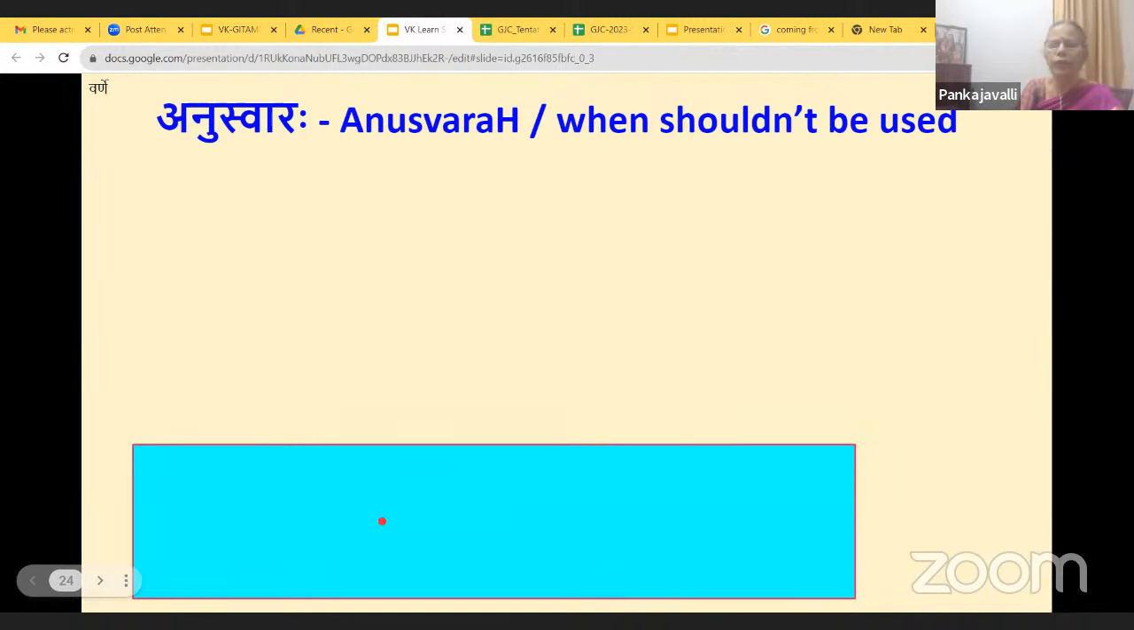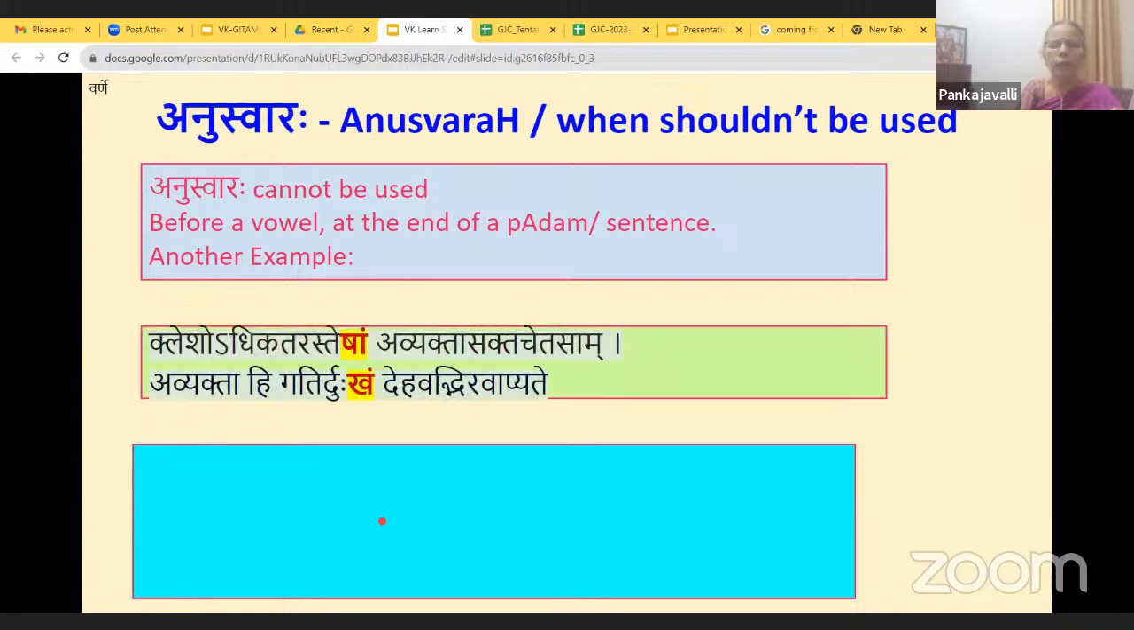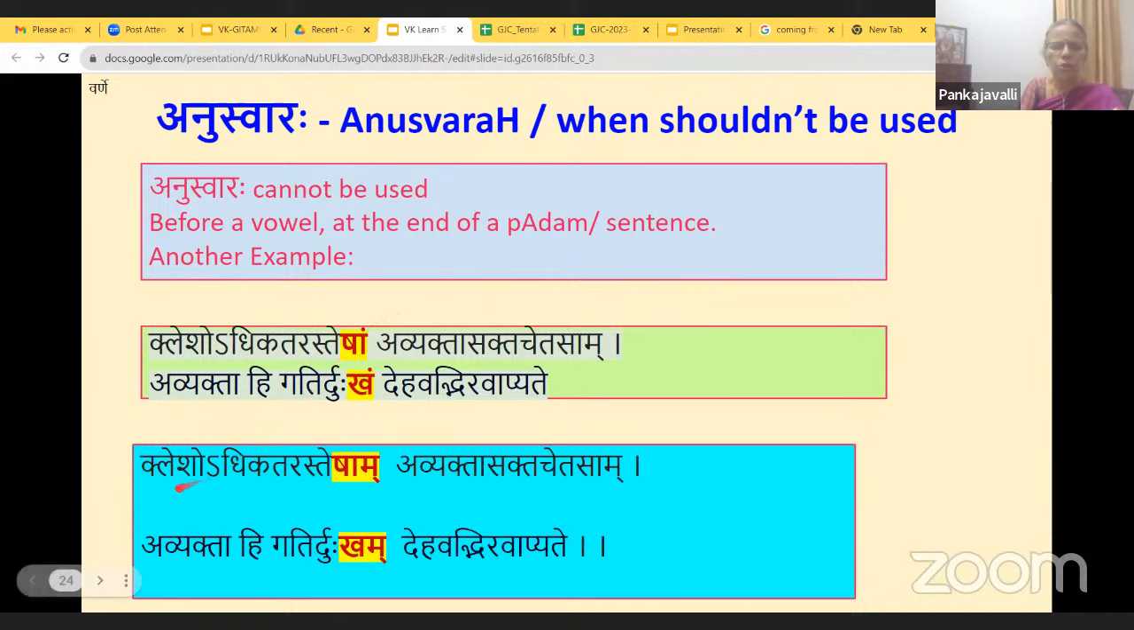So these are the rules of when it should not be used. At the end of a padam also, it cannot be used. Klesho dikataras tesham avyakta sakta chetasam avyakta higatir dukkham dehavadbhira vapyate. So when it becomes a padam, then klesho dikataras tesham has a full makara. If you stop here, avyakta higatir dukkham, full makara. When the padam is split, you cannot have anuswara at the end of the padam. Similarly, at the end of the sentence also, you cannot have anuswara.